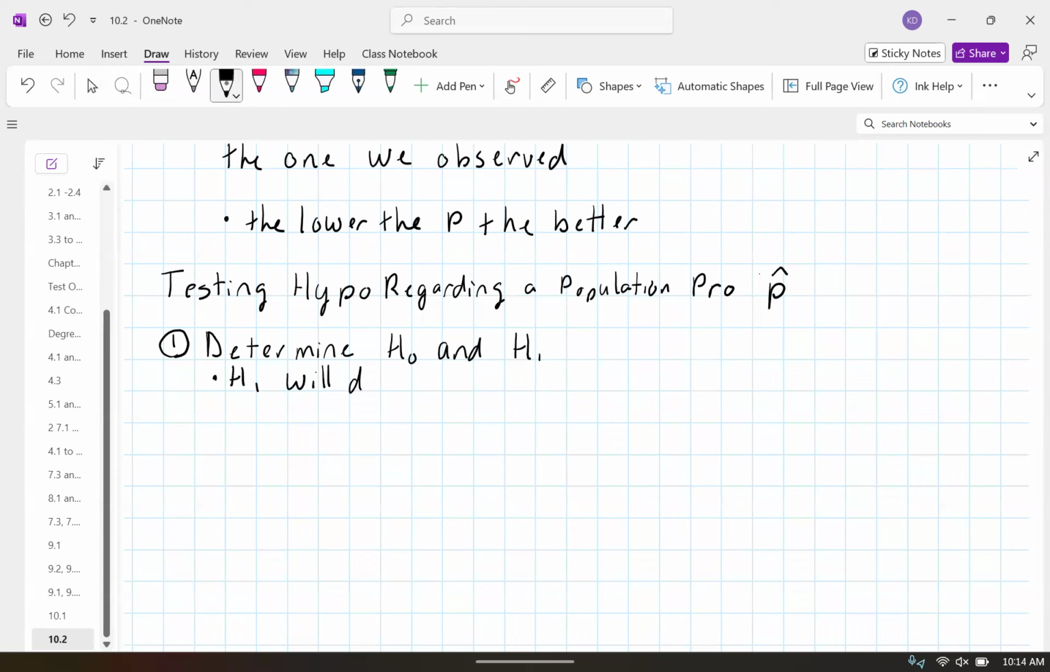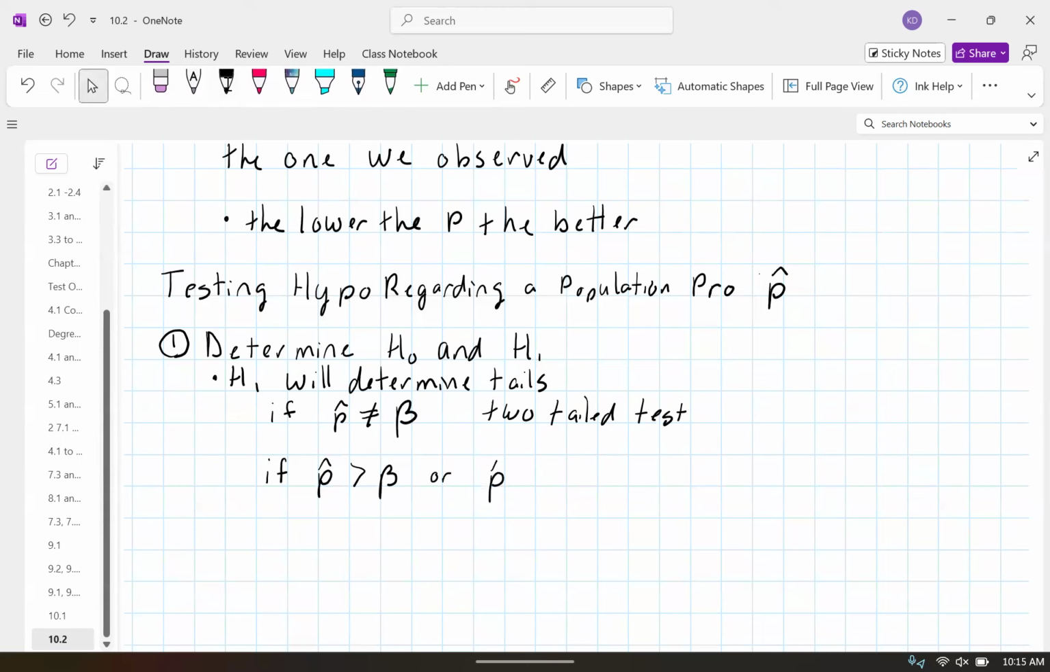If our alternative hypothesis says that our proportion does not equal whatever, I shouldn't use alpha because we use alpha again, does not equal whatever, that is a two-tailed test. So we want to see that it's in either tail. If we have either proportion is greater than or proportion is less than, this is a one-tailed test.